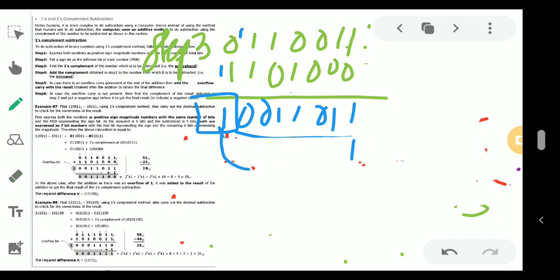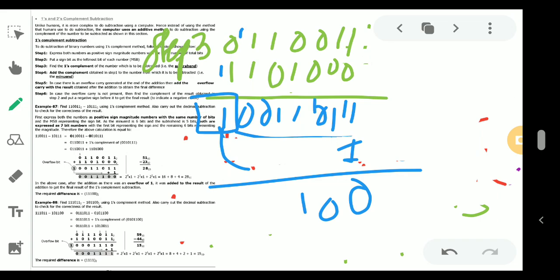I'm placing this 1 over here, and now I'm adding. So 1 plus 1 is 0, again carry 1; 1 plus 1 is 0, carry 1; 0 plus 1 is 1. Here already 1 is there, 0 0. So now my final answer is 1 1 1 0 0 0. So this is the answer of the ones complement.